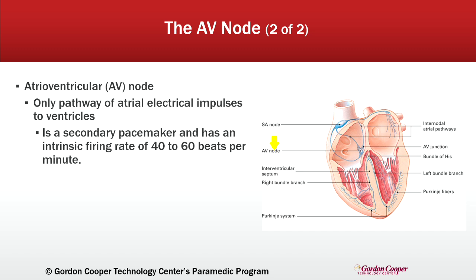While the SA node is the primary pacemaker, the AV node can also act as a secondary pacemaker. If the SA node for any reason isn't working or there's a block in the pathway, the AV node can take over. Now its intrinsic firing rate is around 40 to 60 per minute, which obviously is slower than the SA node's. Remember, it's 60 to 100. So while the AV node isn't the first choice, it's like a backup generator. If the main pacemaker fails, the AV node steps up to keep the heart beating, but at a slower rate.